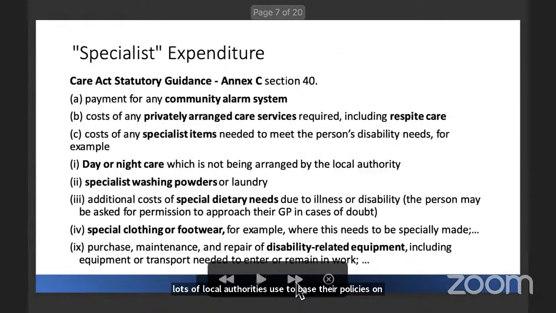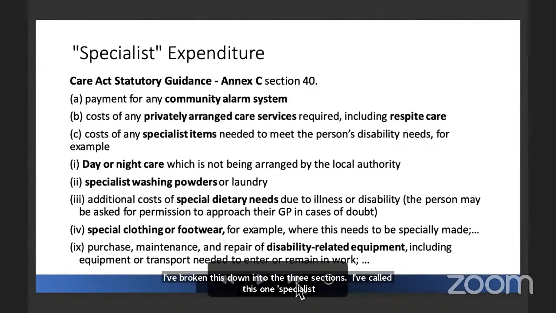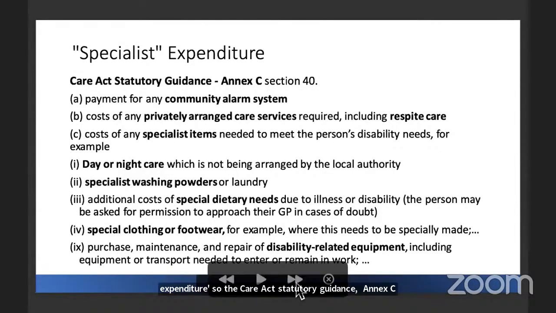So I've broken this down into three sections. I've called this one specialist expenditure. The Care Act Statutory Guidance, Annex C, has section 40, and there's a good long list that gives examples. Most people will recognise this type of list in documents that a local authority has given them, or a charging policy that they might have seen about what is and isn't counted as a disability-related expense.